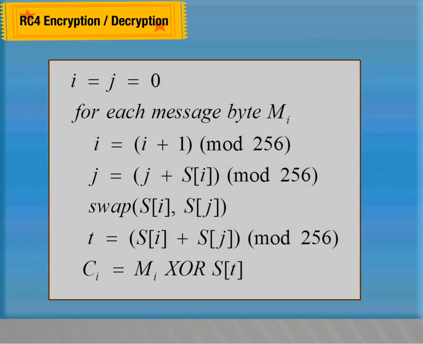i = j = 0. For each message byte Mi: i = (i + 1) mod 256, j = (j + S[i]) mod 256, swap S[i], S[j], t = (S[i] + S[j]) mod 256, Ci = Mi XOR S[t].